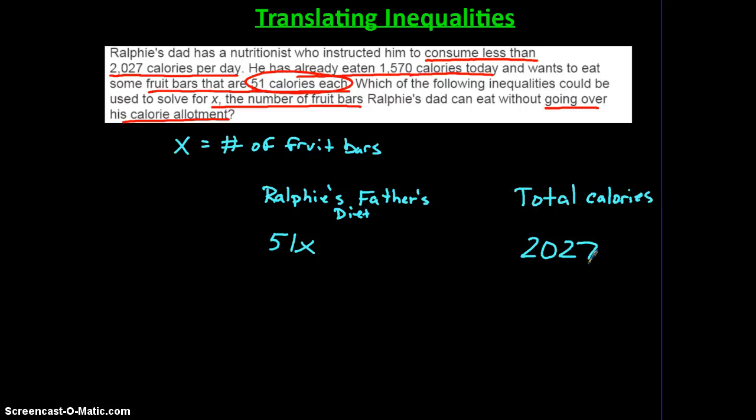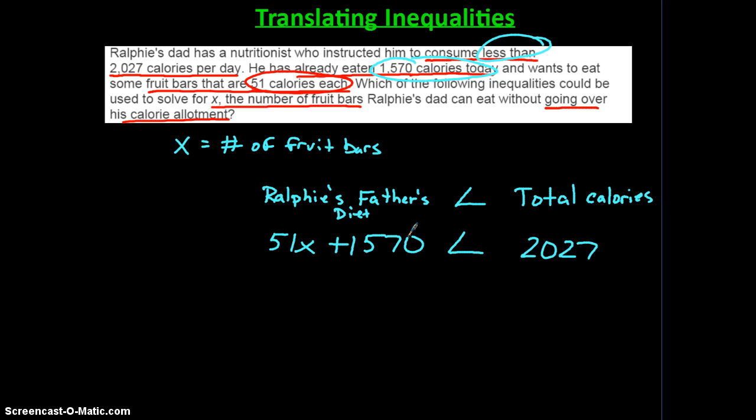Now we just have to figure out the relationship. In this case, we want him to consume less than 2,027 calories per day. So, should Ralphie's father's diet be greater or less than the total calories? Well, by definition in our problem, it is less than. So in our inequality, we're going to keep that less than as well. And now we just have to figure out how to work in the 1,570 calories that were already eaten. Well, we already know, based on our last problem, that if it was already eaten with Ralphie's diet, that should be added in to this inequality. And now all we have to do is go through and solve.